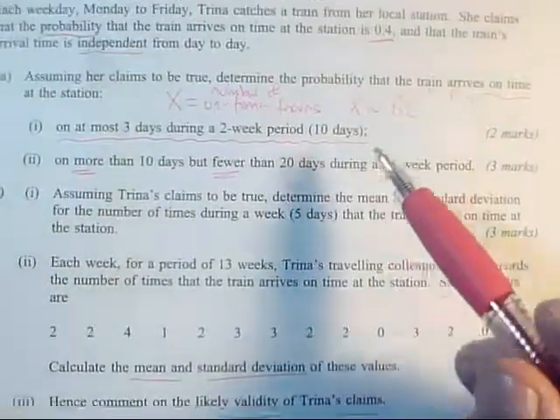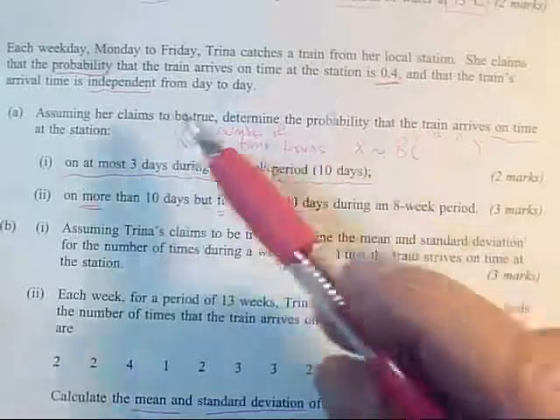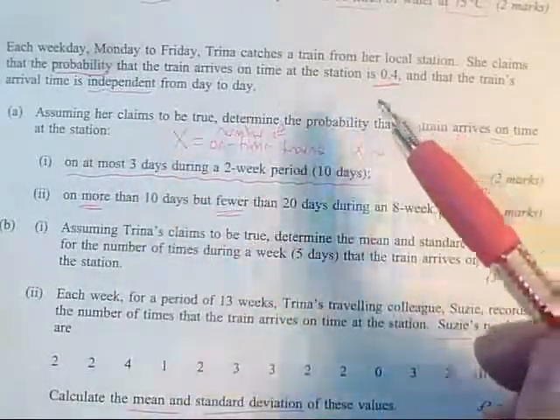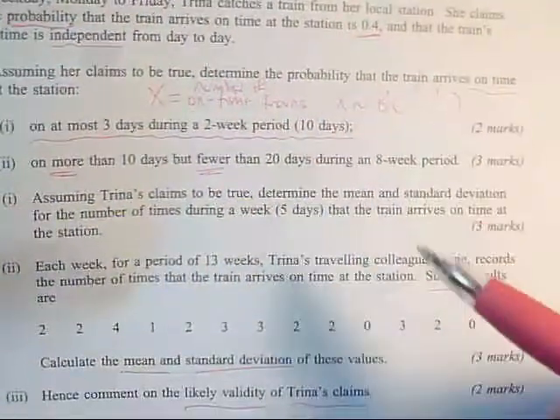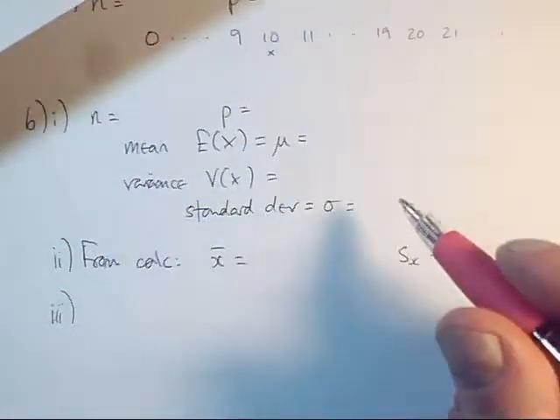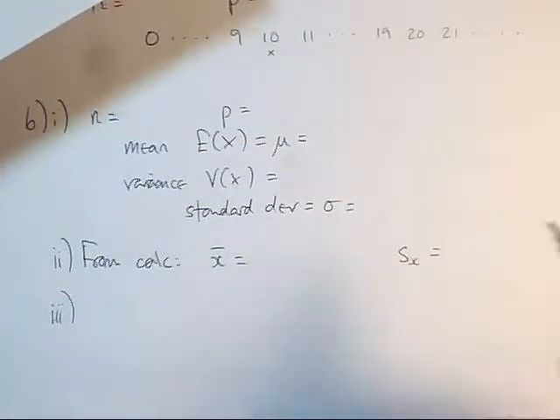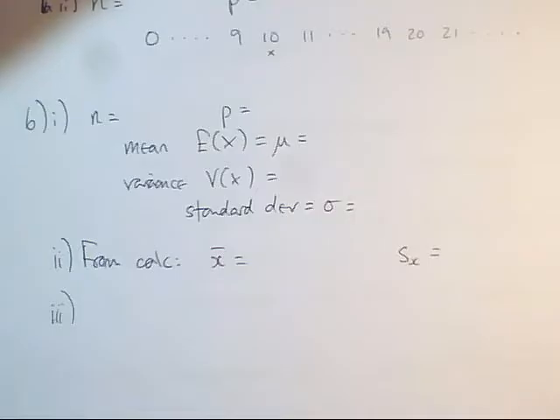Okay, she's made a couple. She made a claim about the probability and independence. If they're wrong, we probably won't be able to tell which is wrong, but we will be able to say whether we think from the calculations we've done, Trina's claims seem to be valid or seem to be invalid.